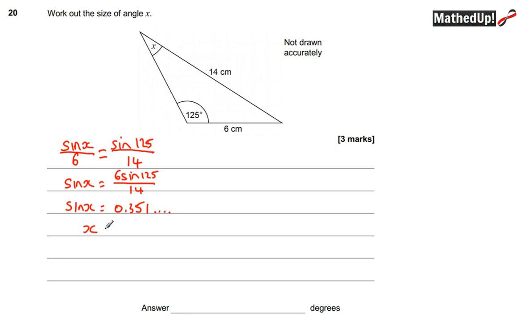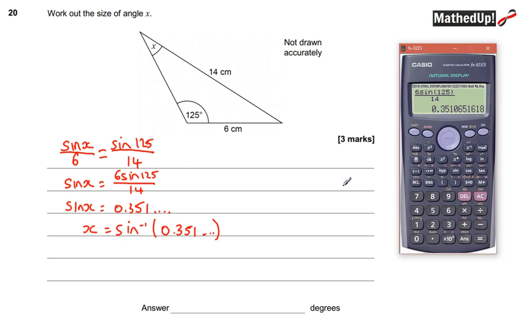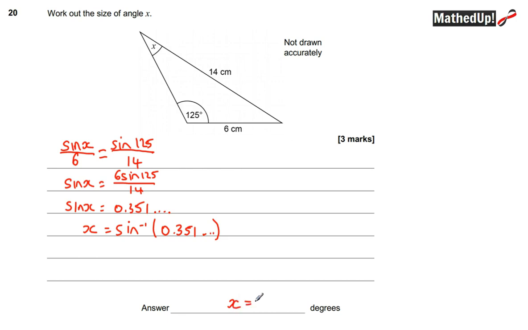So that tells me that X must be equal to the inverse sine of 0.351. So let's do the inverse sine of that, and that gives us 20.6 to 3 significant figures. So we can say my answer is going to be X is equal to 20.6 degrees.